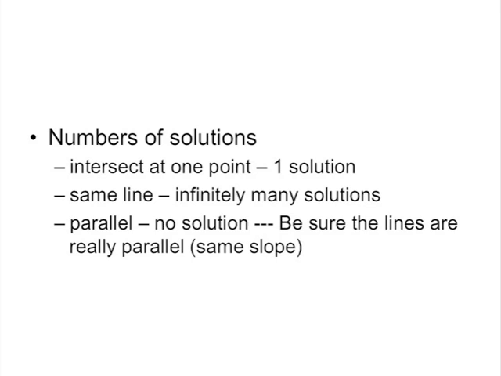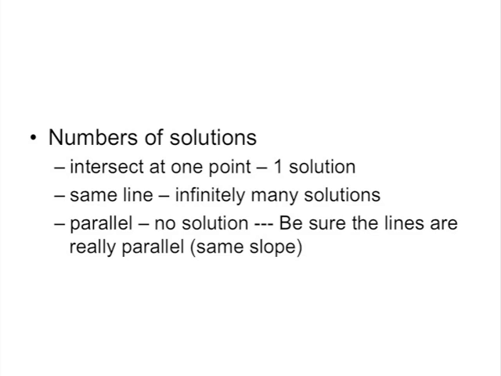It could be that when we graph them, they actually turn out to be the exact same line, which means that anything that works for one of the lines would really work for both of the lines. So there are infinitely many solutions then, because a line goes on forever. Or it could be that when we graph them, they actually turn out to be parallel to each other. And those lines will never intersect each other, so there's no solution to that system.